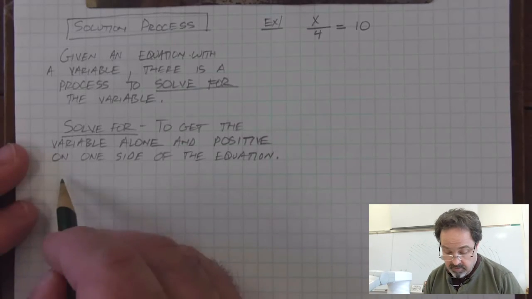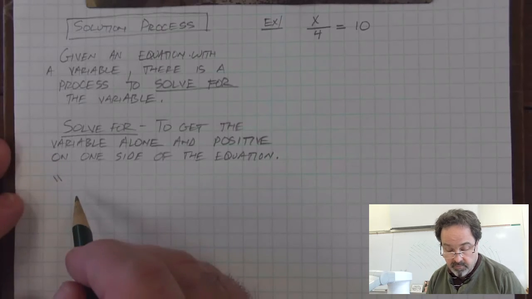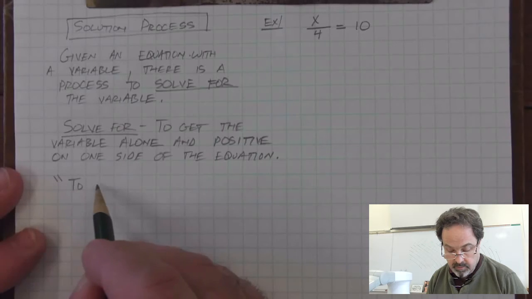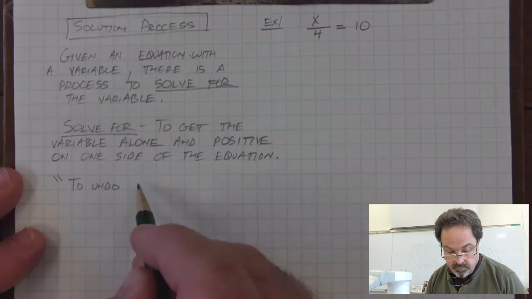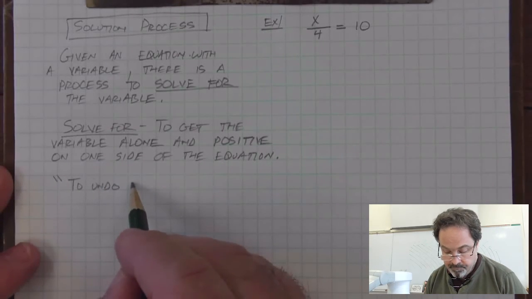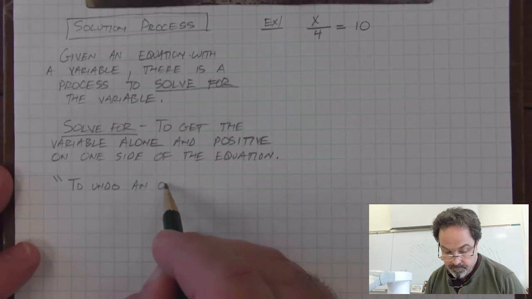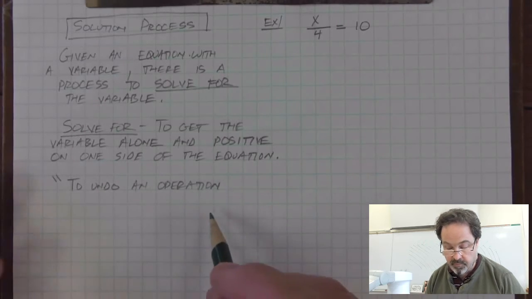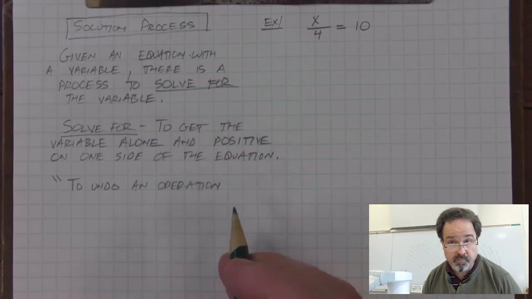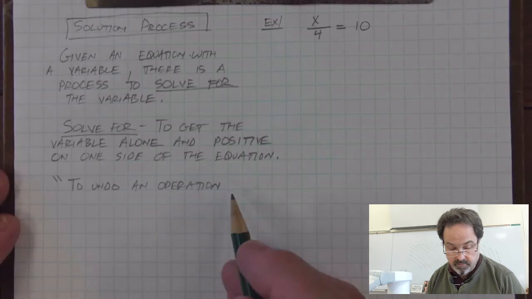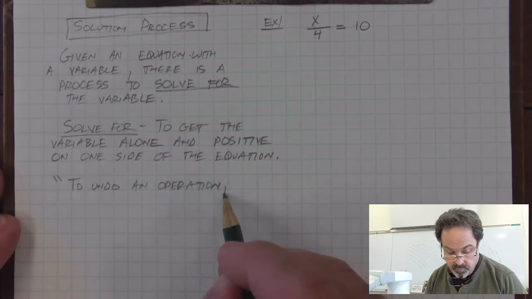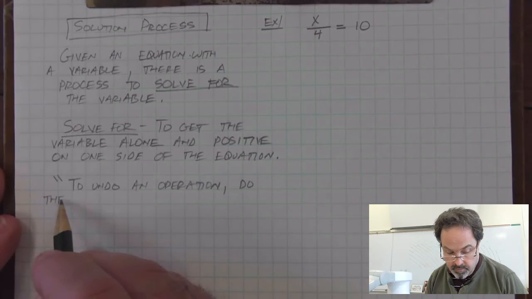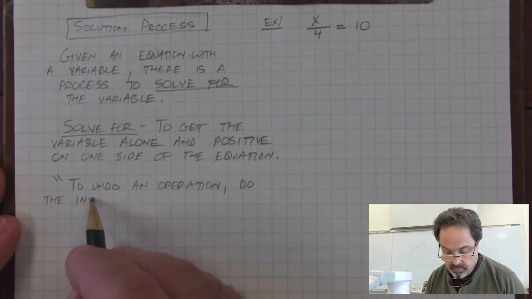And the process to get this done follows these two general rules. To undo an operation, and operations are the actions we take with numbers, add, subtract, multiply, and divide, as well as others. To undo an operation, do the inverse of what you see.